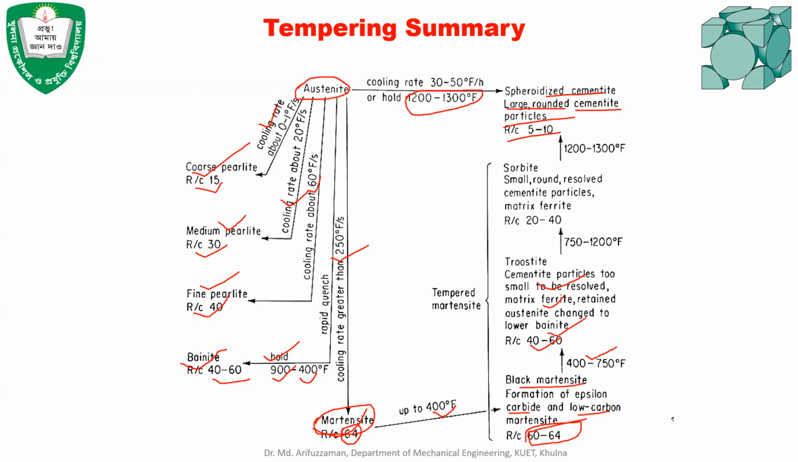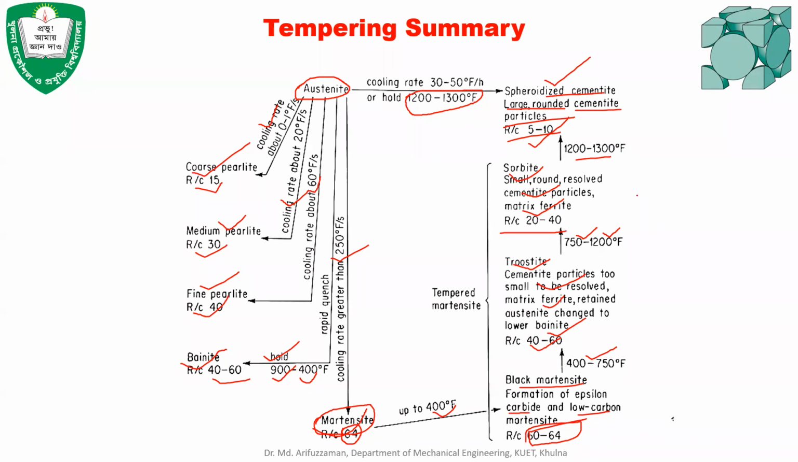Okay, and the changes to lower bainite. The martensite actually changes to lower bainite, and then you will get this kind of bainitic structure, and that is called troostite. Okay, and if you increase the tempering temperature to 750 to 1200 degrees Fahrenheit, then you will get sorbite. It's small round cementite particles. You will see the cementite particles in the matrix of ferrite, and the Rockwell hardness is also decreased, but toughness will be increased, and this will show very high toughness and very low hardness at temperatures above 1200 to 1300 degrees Fahrenheit.